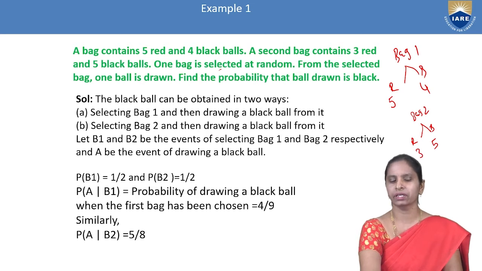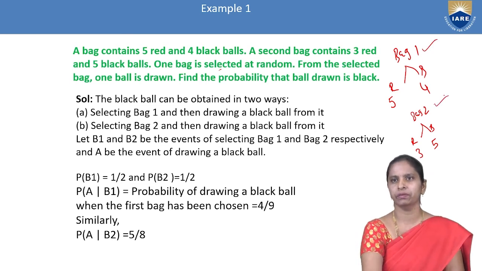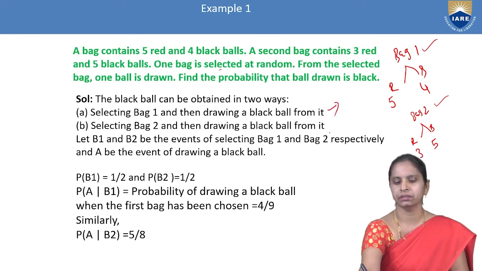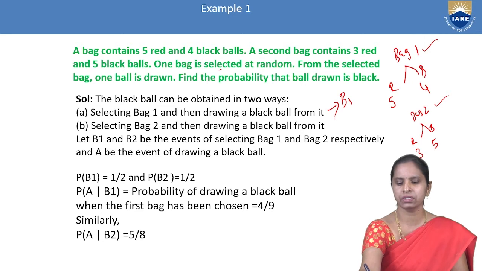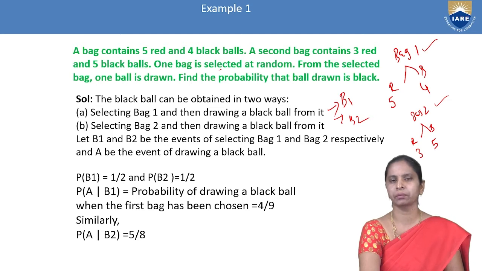It means I have to consider selecting bag 1 as one event and selecting bag 2 as one more event. So, I have to define events. What is B1? Nothing but selecting bag 1. And what is B2? Selecting bag 2. I am defining 2 events here. The first event B1 equals selecting bag 1 and the second event B2 equals selecting bag 2.